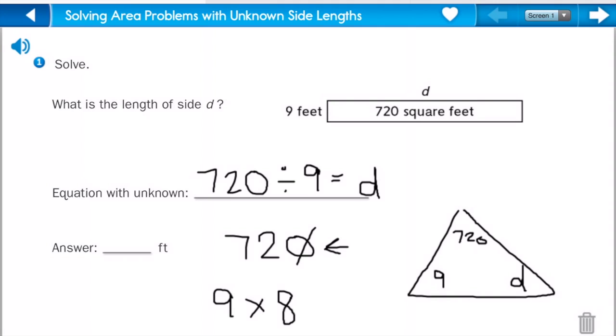So all I'm going to do on my answer is I'm just going to add a 0. Okay? 80 times 9 equals 720. So that's how we're going to solve these. So let's try the next one.